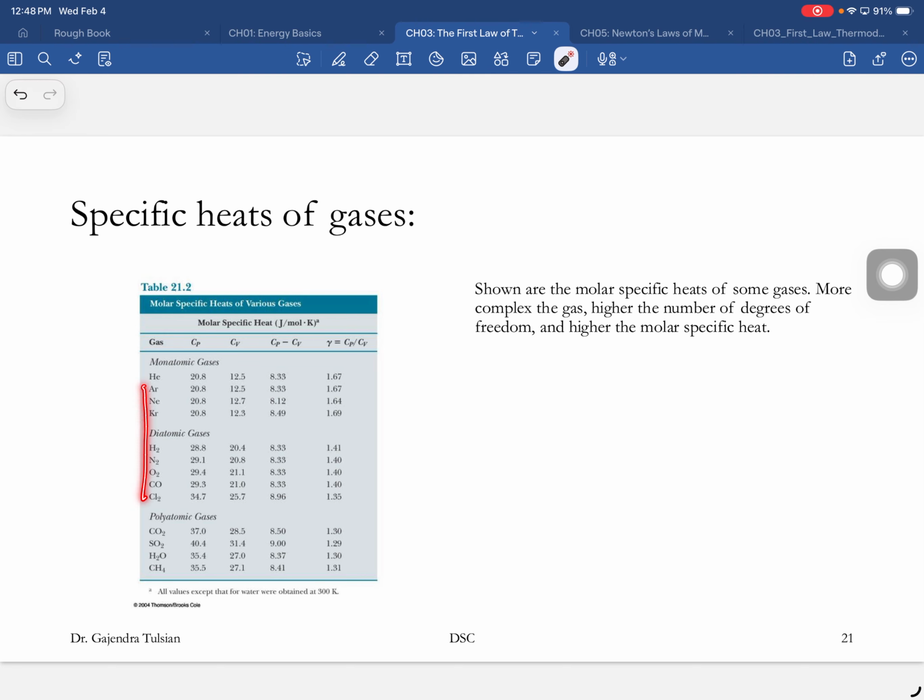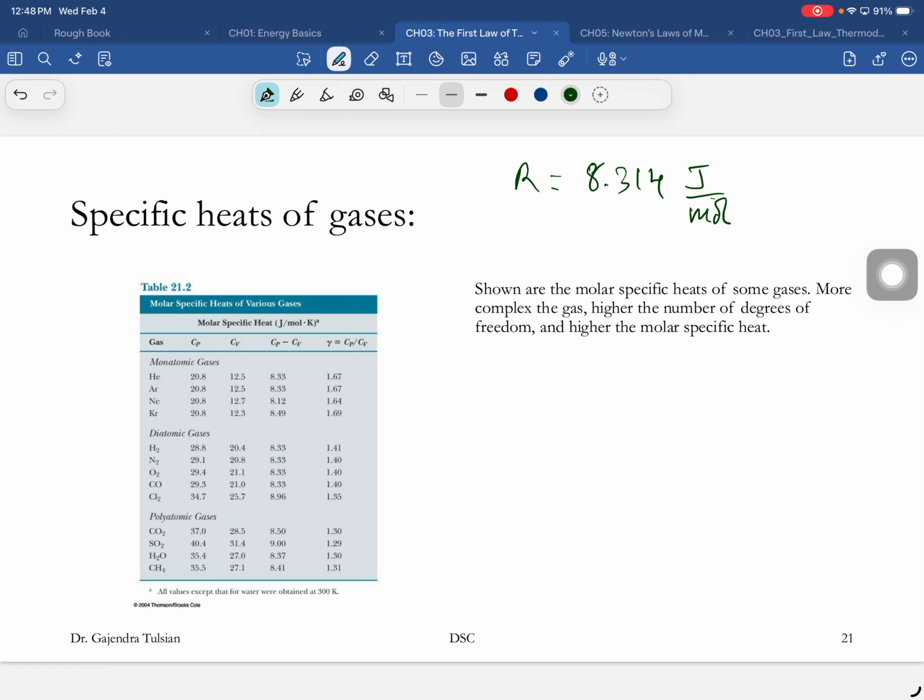The value of R is 8.314 joules per mole per Kelvin, and you see all these values are right about there. So the experimental values agree with our theoretical prediction for a range of gases.